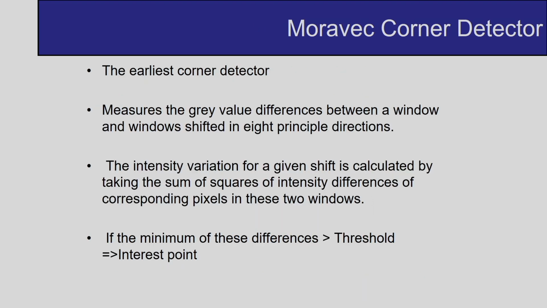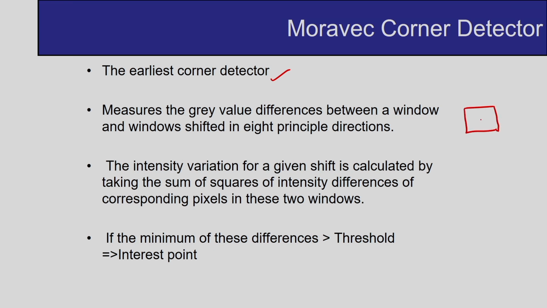The first corner detector I am discussing is the Moravec corner detector. The earliest corner detector is the Moravec corner detector, and in this case what concept am I considering? Measure the gray value differences between a window and windows shifted in 8 principal directions. That means the window is shifted in 8 directions.